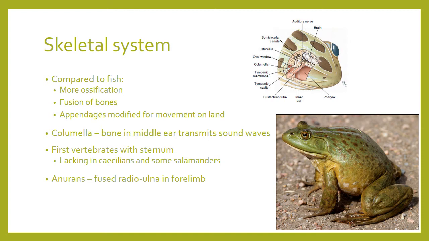The anurans, the frogs and toads, have a fused radius and ulna. The radius and ulna are the two bones in the forearm, and they're fused to give more support, because those forearms are used basically just to hold up the frog, whereas the back legs are to really jump with.